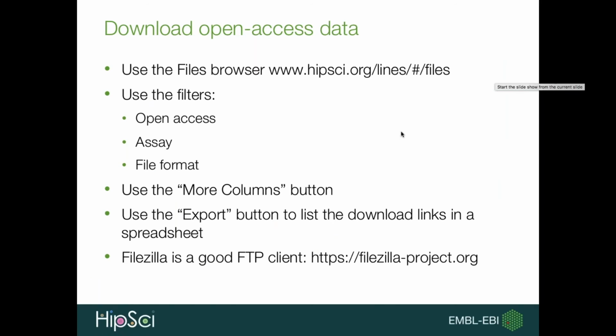So this is a summary of everything I've just said. If you want to download open access data from HipSci, come to our Cell Lines and Data browser, click on the Files tab. You can use the filters on the left-hand side to drill down to the exact data that you want. You can look out for the More Columns button to get the table to show you some more little bits of information. You can use the Export button if you want a list of the data in a spreadsheet on your computer. And for downloading, either follow the instructions from the assay archives or FileZilla.